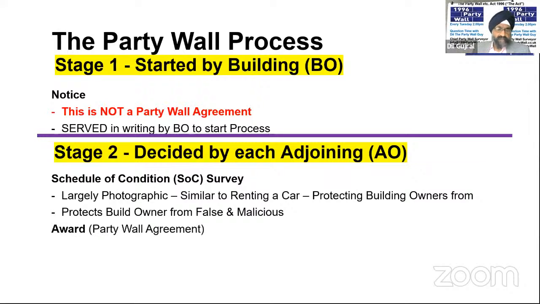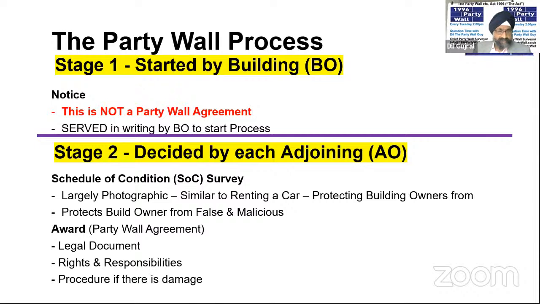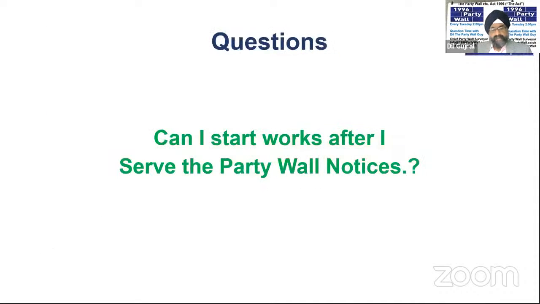Okay, an award is a party wall agreement. So when people think of an award, you call it a party wall agreement. That's what it actually is. It's a legal agreement. An award is a legal document which sets out rights and responsibilities. And within there will be procedures if there's a claim. We'll talk about it. So the answer to that question, can I start works after I serve the notice?